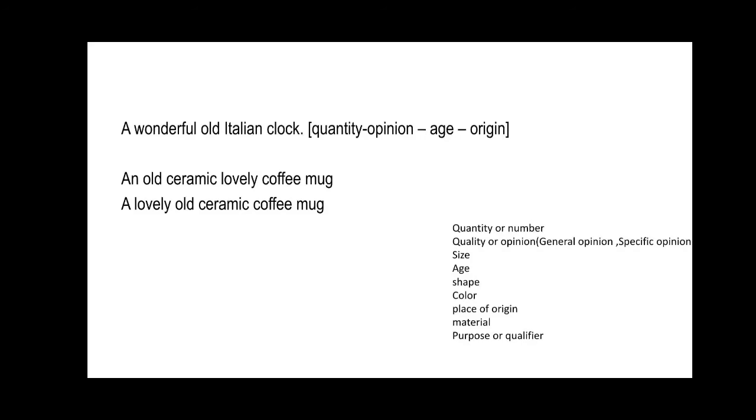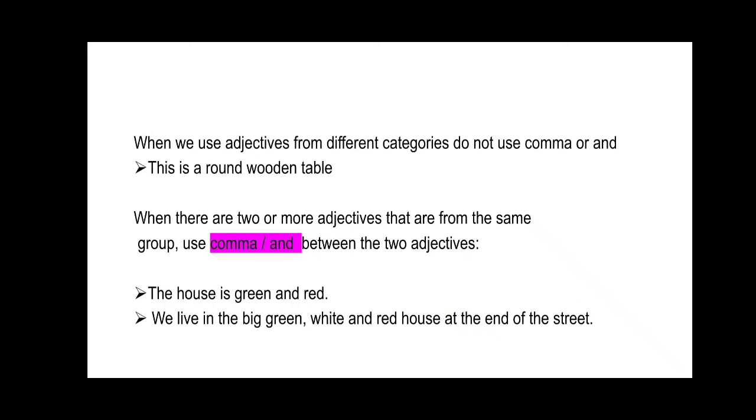Which is correct? Here in the first sentence, an old ceramic lovely coffee mug. Old is the age, then ceramic, material. And lovely is an opinion, so it should come first. So a lovely old ceramic coffee mug is correct, and this is incorrect. When we use adjectives from different categories, we do not use comma or and. Like this is a round wooden table. Here round and wooden are from different categories, so we do not use comma or and.